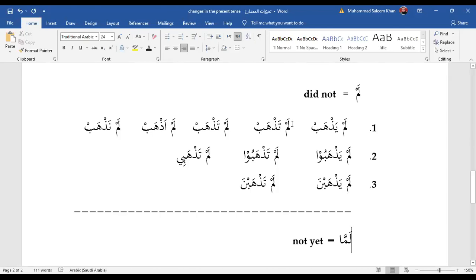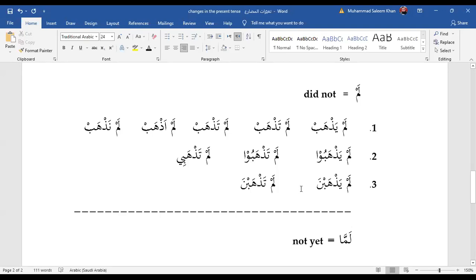Lam tadhab, she didn't go. Lam tadhab, you didn't go. Lam adhab, I didn't go. And lam nadhab, we didn't go. Then we know in the second set, we have that the verbs that have una and ina sound, the noon gets dropped. So yadhabuna changes into yadhabu, lam yadhabu. Similarly, tadhabuna changes into tadhabu, lam tadhabu. And tadhabina changes into tadhabi, which is lam tadhabi.